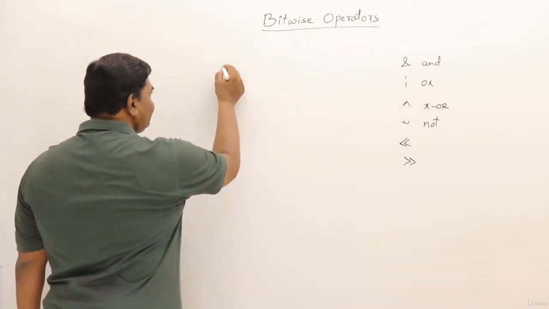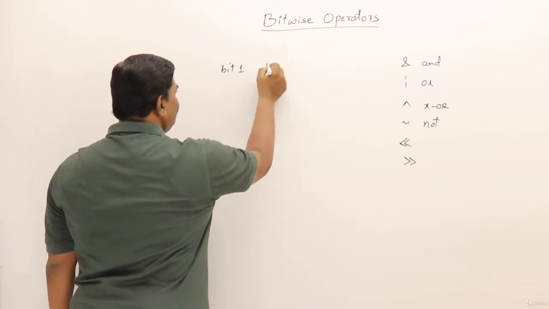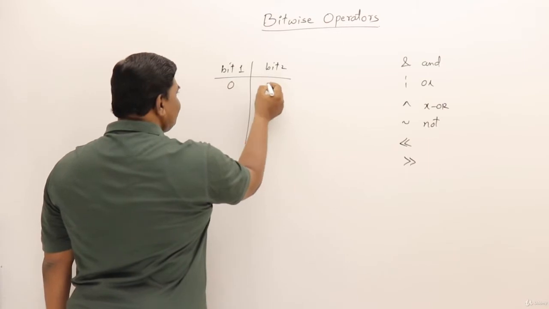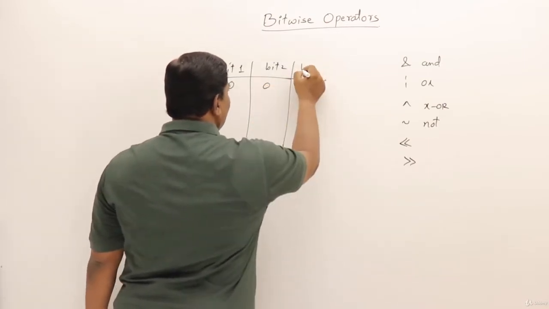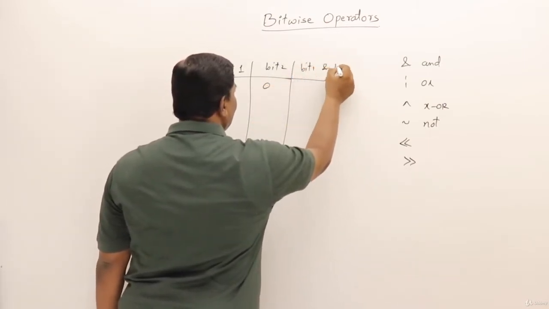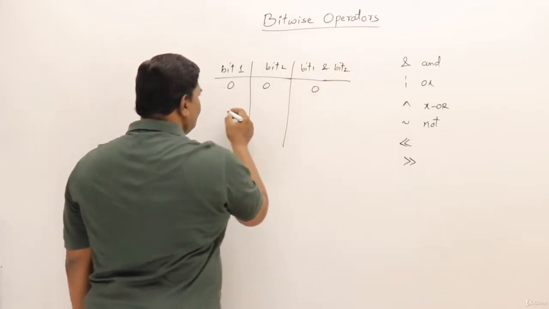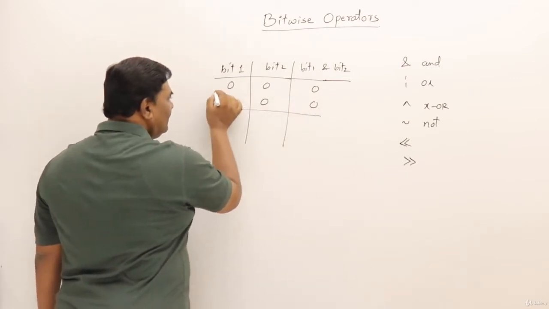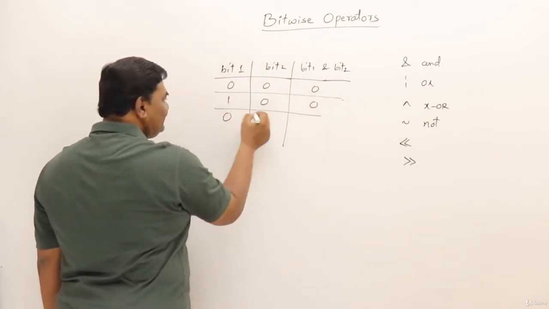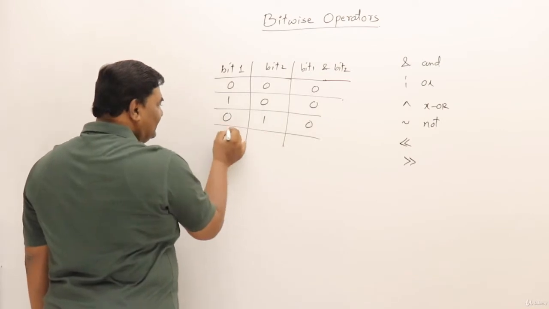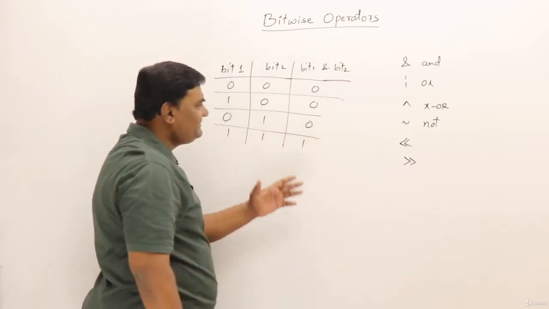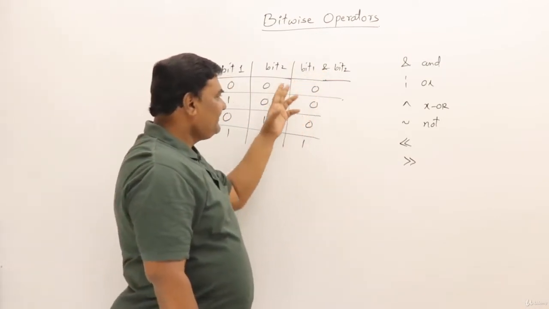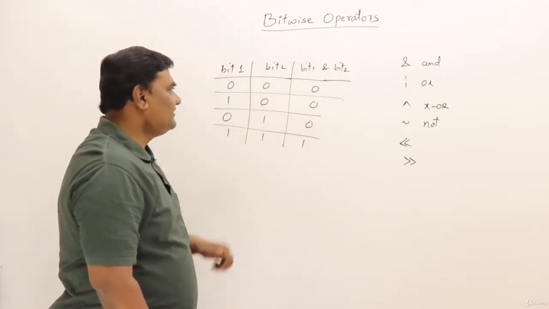See, if there are two bits, bit 1 and bit 2, and both the bits are 0, then bit 1 AND bit 2 will also be 0. And if any one of the bits is 1, then also it is 0. If this is 0 and this is 1, then also 0. And if both are 1, then only it is 1. So it is just like a logical AND. When you use bitwise ANDing, it will be 1 if both the bits are 1.